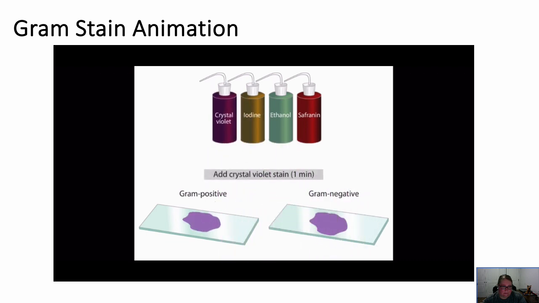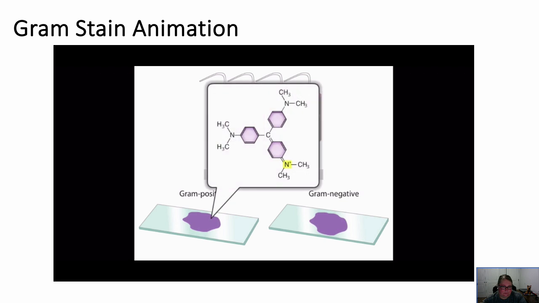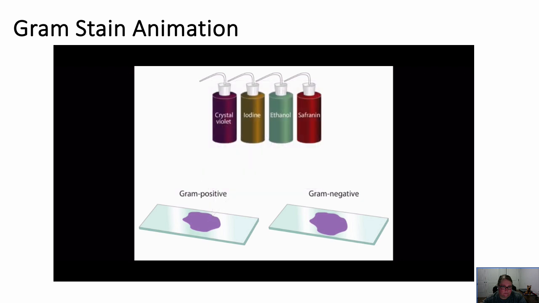Crystal violet is a positively charged dye. The positively charged group is attracted to negative charges inside and outside the cells, including to negatively charged cell walls. Excess stain is washed off with water, leaving cells from both samples colored.